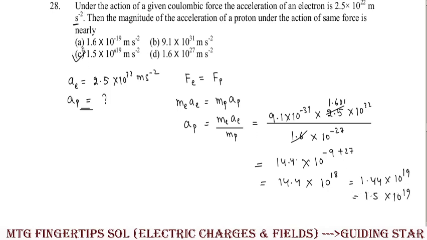So option C will be the correct one. Option C is the correct one. So finally, the acceleration of the given proton is coming out to be 1.5 or 1.44 into 10 to the power 19 meter per second square. Okay, this will be the final answer.